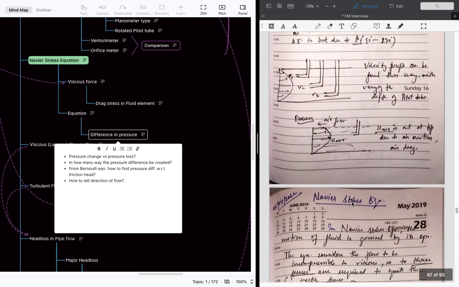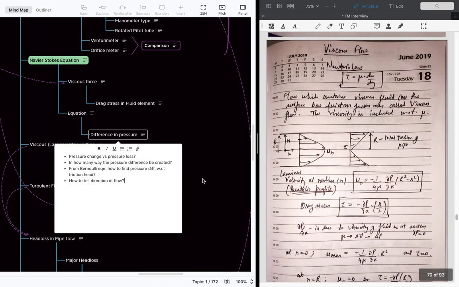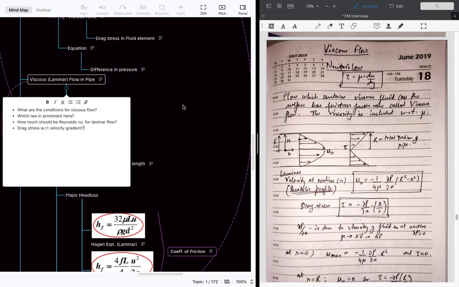So now let's go ahead and discuss viscous flow. So what is viscous flow? Viscous flow is the flow in which the fluid has viscosity. The flow which contains viscous fluid, or where the surface has a friction factor, is called viscous flow. The viscosity is included with respect to the mu side. And this is the formula from Newton's viscosity law.